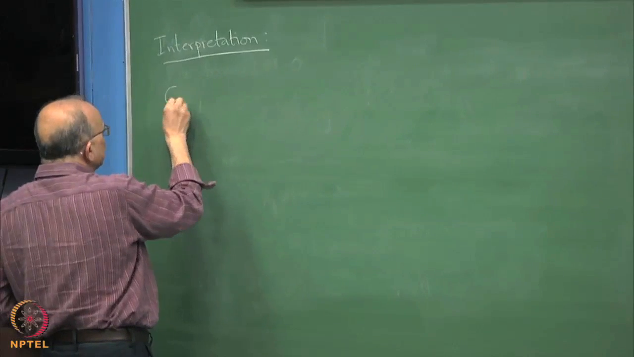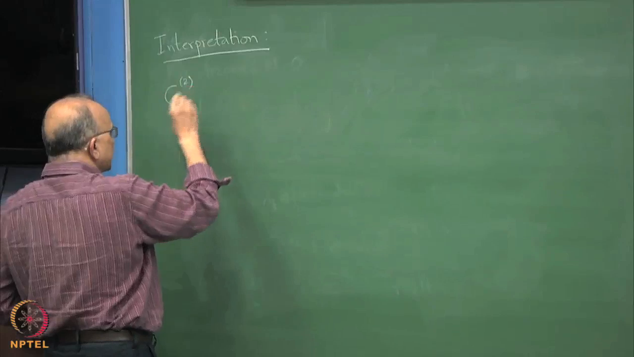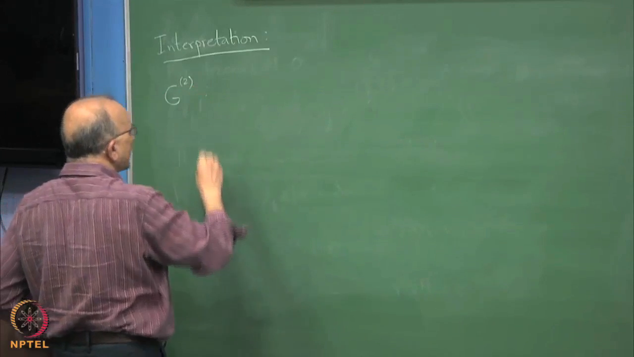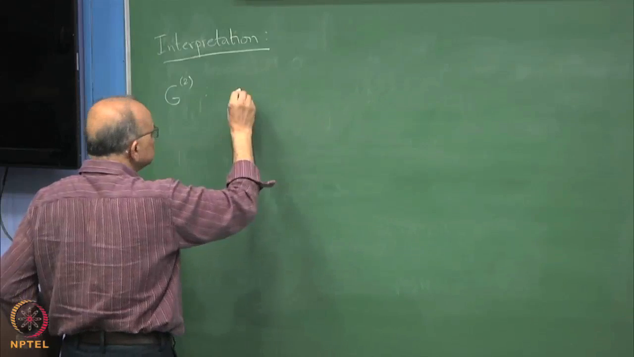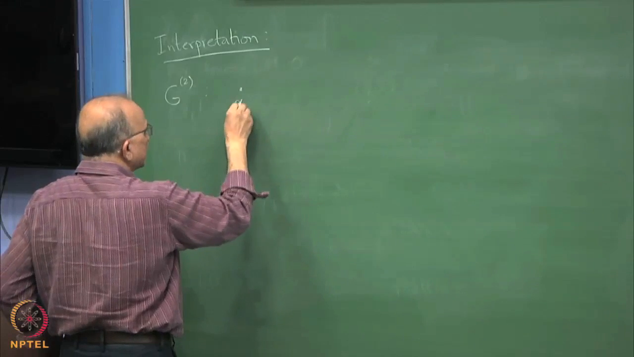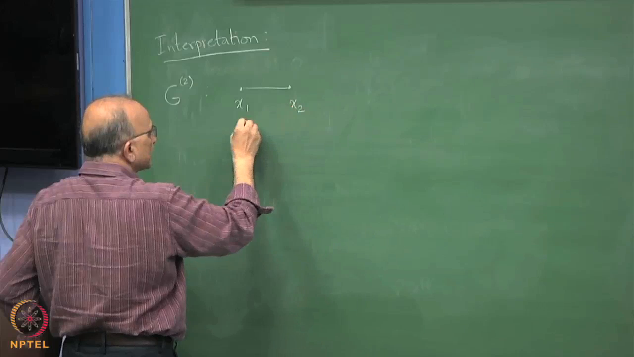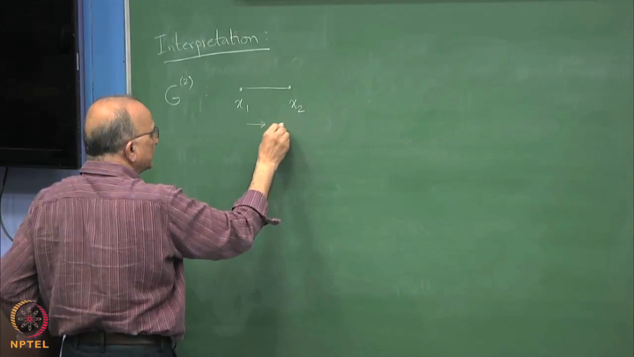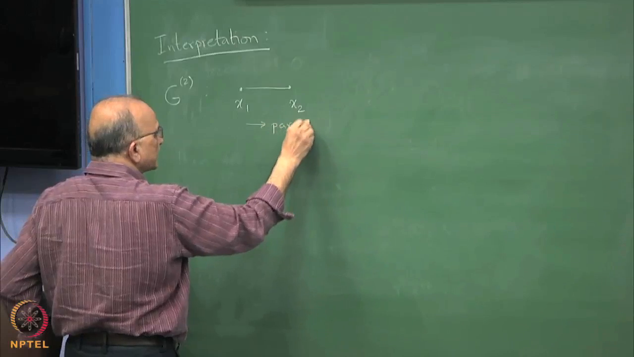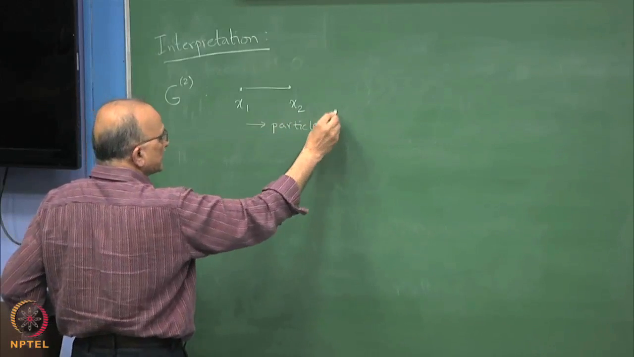So the G2 we interpret simply as creation of a particle at x1 and going to x2. So I will write it like this, particle with t2 greater than t1.